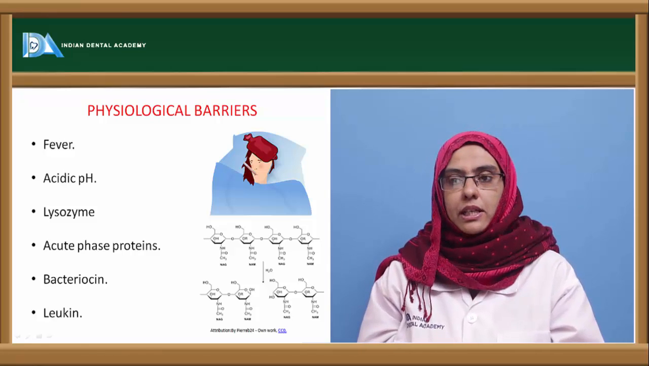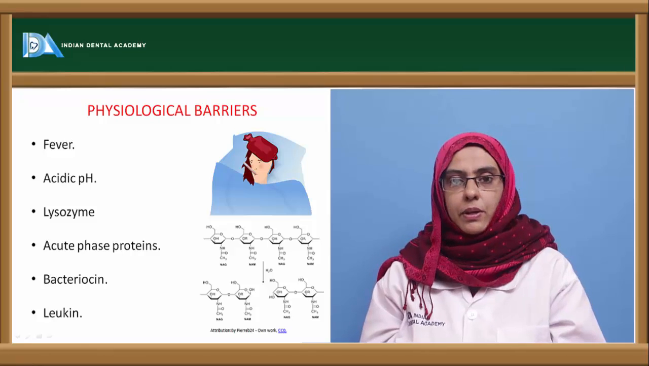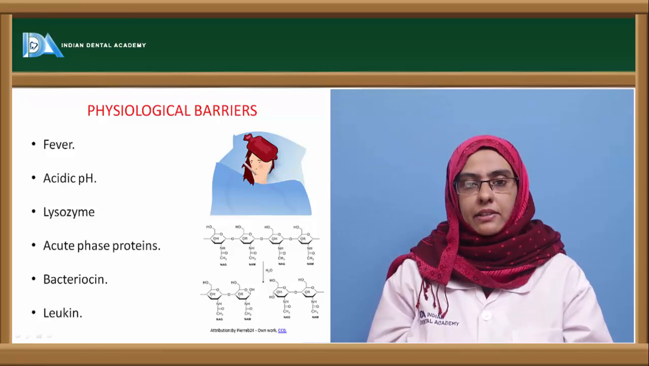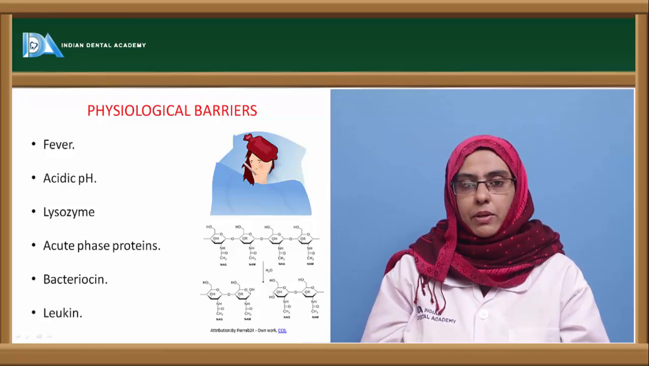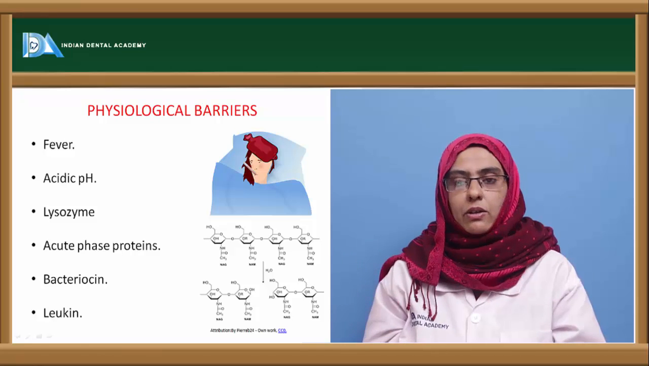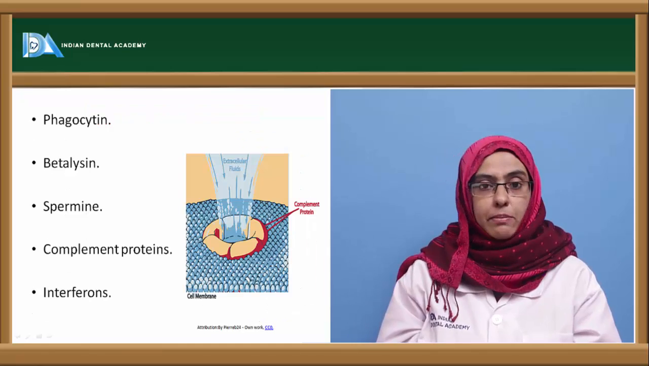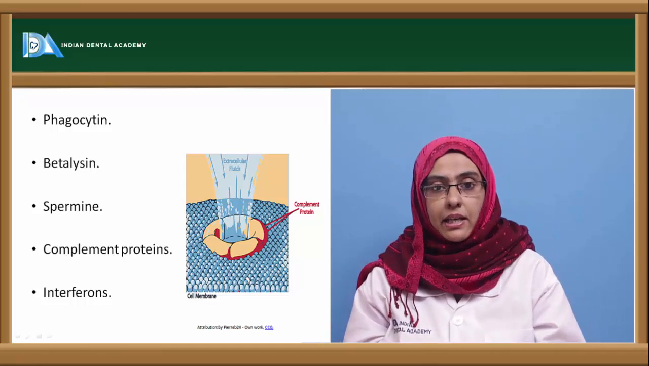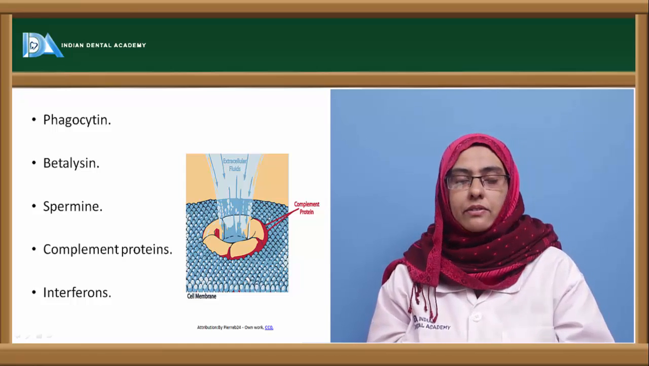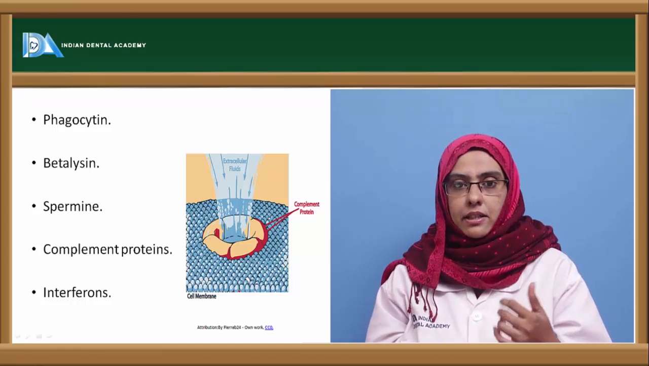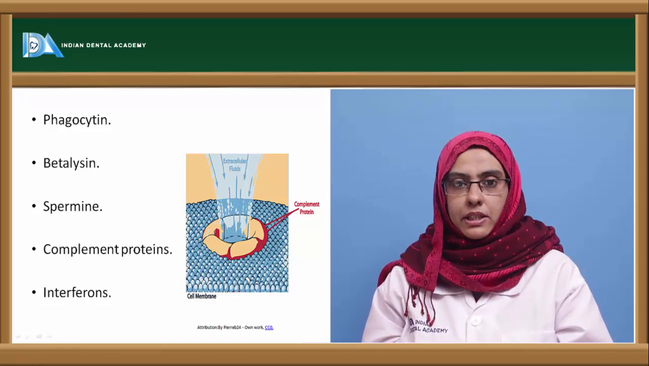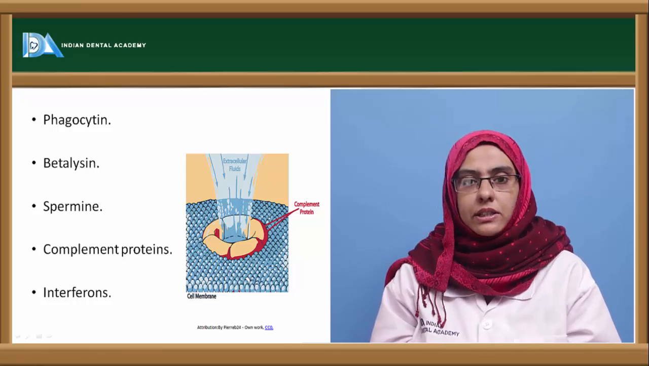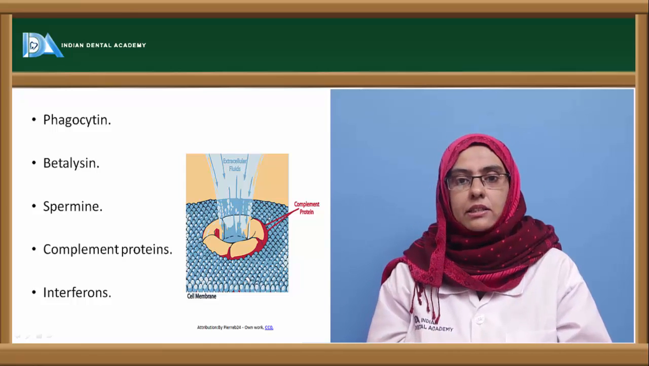The next important physiological barrier is bacteriocins, produced by different components or cells of the immune system, that are highly active against bacteria. We have leukins produced by polymorphonuclear leukocytes that kill the microorganisms, and phagocytin produced by the macrophages that helps in the engulfment of the organisms. We have beta lysins, thermostable substances that are active against anthrax bacilli and typhoid bacilli, and we have spermine, present in the sperms of the male reproductive organ, that kills the organism. And next is the complement proteins.